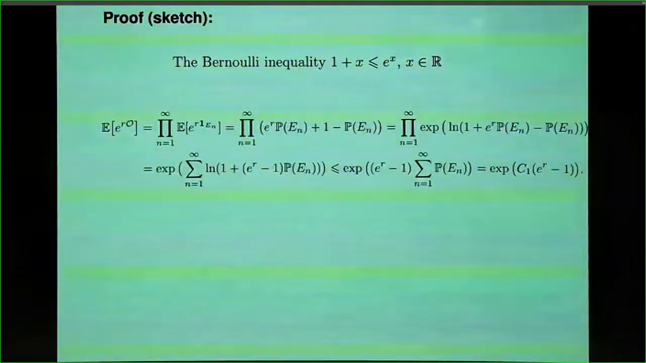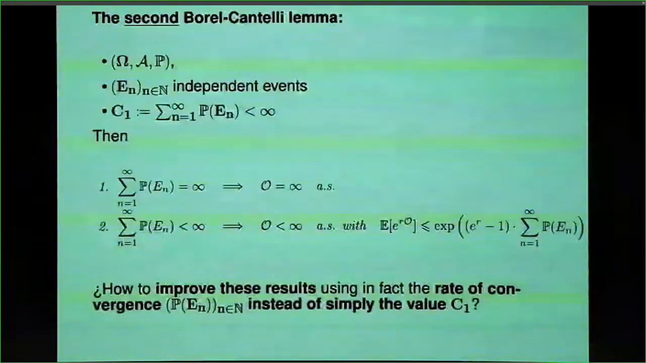So this is what naturally appears in the thing. You can just go through it line by line. It's really an elementary calculation. But the point is, you get here C1. This is what turns out, and C1 is just the value of the probability. So what you want is to include the rate.